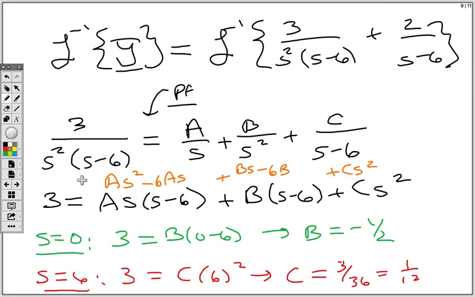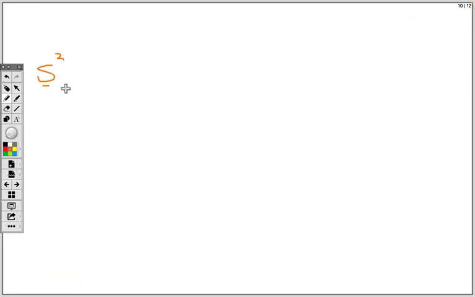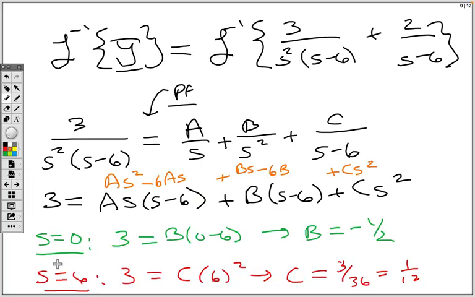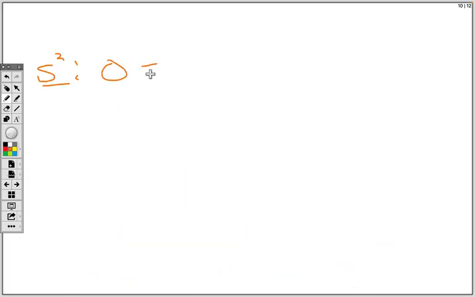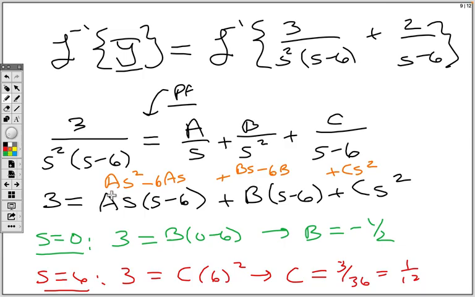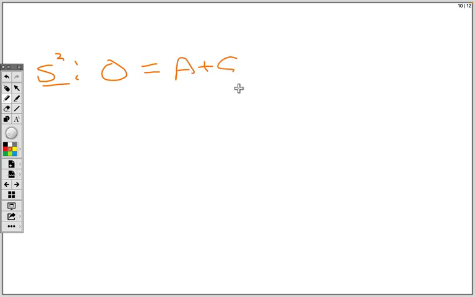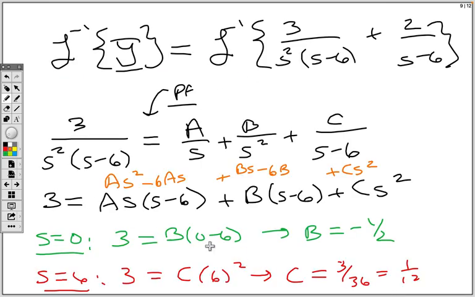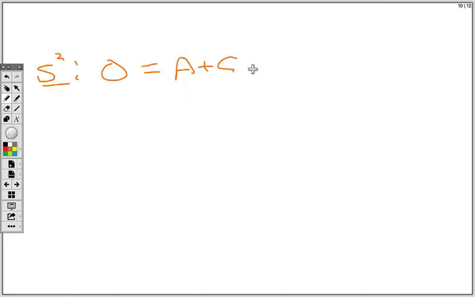So I could either look for coefficients of s squared. That involves A and C. I know what C is. Or I could look at coefficients of just s. Either way, I should get to the same answer. So let's look at the s squared coefficients. On the left-hand side, there's no s squared term present, so that's going to be a 0. And on the right-hand side, I get my A s squared plus my C s squared. But I know that C is 1/12. So that's going to give me A is minus 1/12.